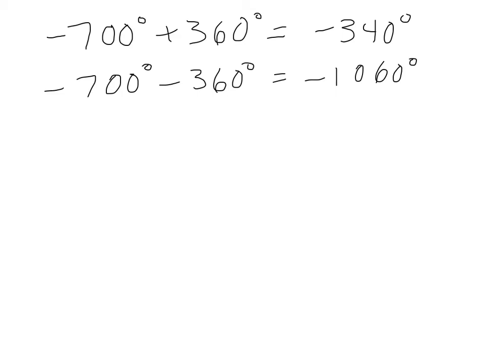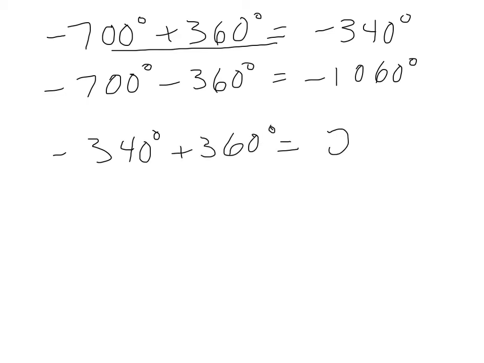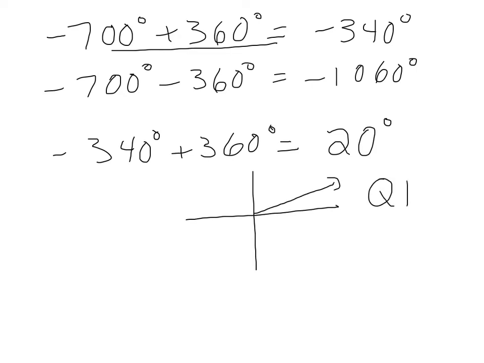To find the positive angle, we would have to add 360 degrees. Since we've done that up here, let's just take our answer of negative 340 degrees and add 360 degrees to that, which gives us 20 degrees, which is a positive angle. This also helps us visualize where on the unit circle this is. 20 degrees is approximately here, which is in quadrant 1.